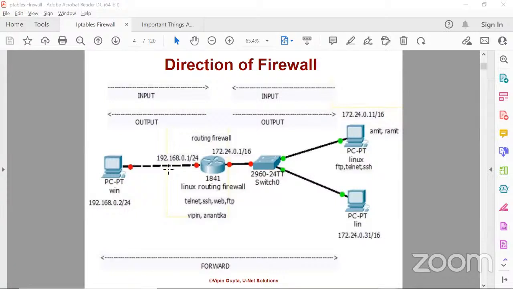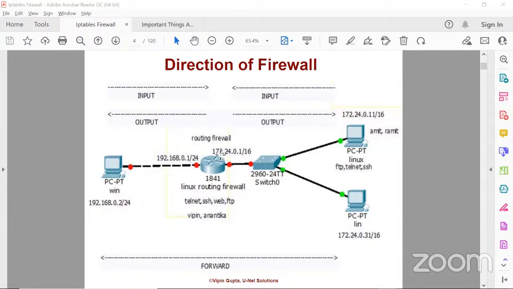So in my case, I will be involving 4 systems. This Linux system is going to act as a firewall. When I show the practical, we will ping from this system to this system, and it will be able to ping. Now, what is the meaning of direction of firewall?